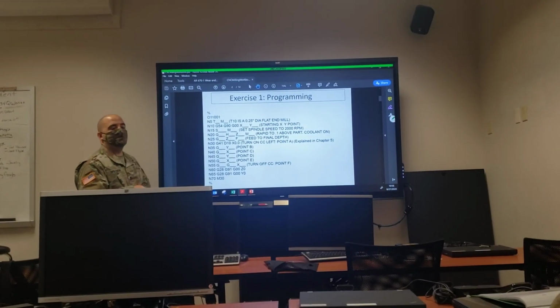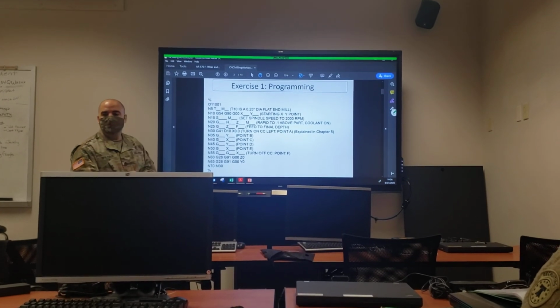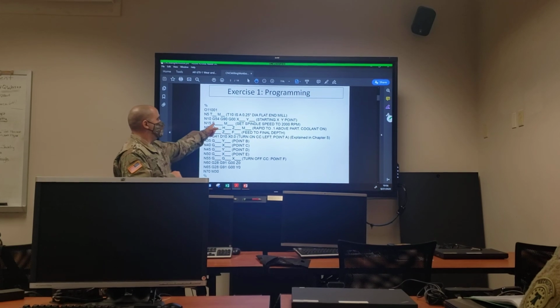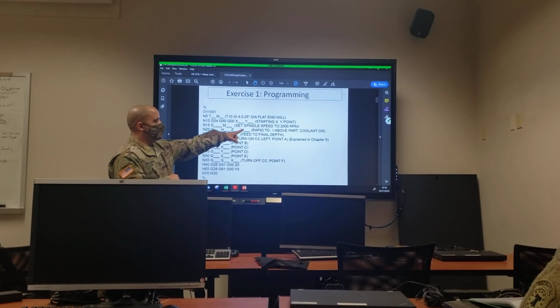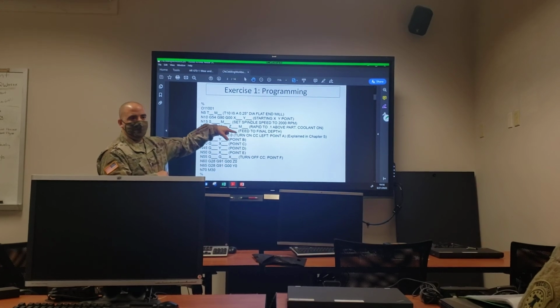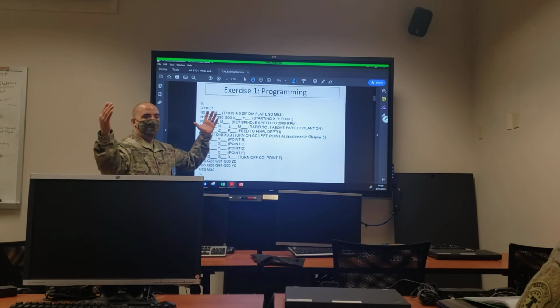M03. What's M03? The spindle on clockwise. You agree? All right, what's the speed? It'll be S2000, right? And that's your max. That's not what you're going to be running at. That's your machine max of 2000.